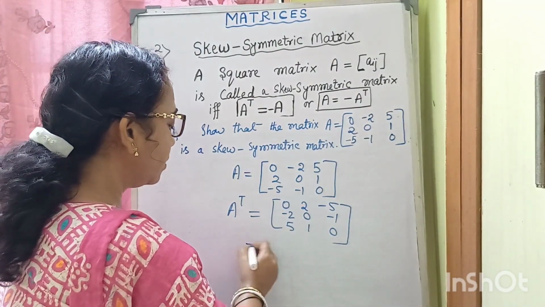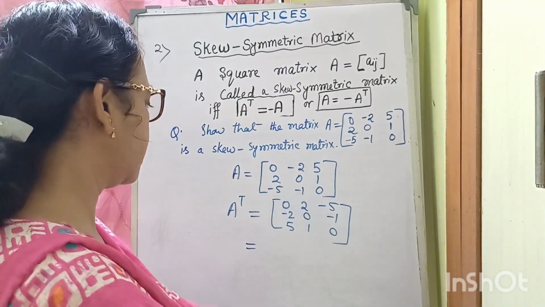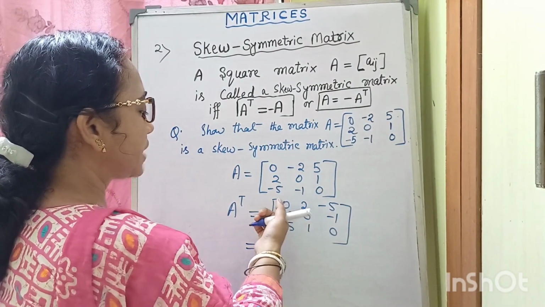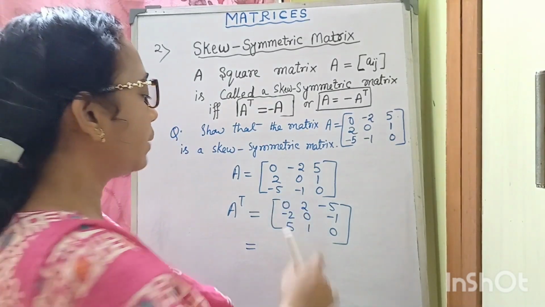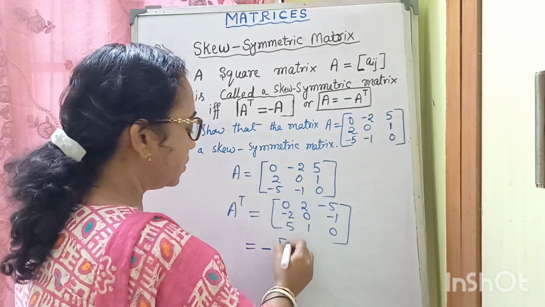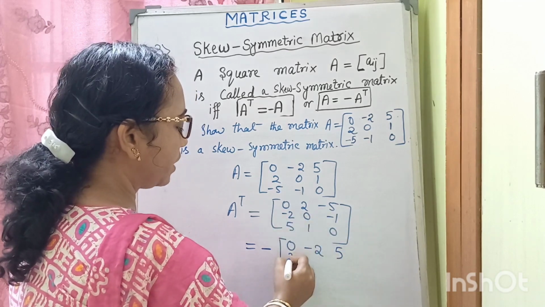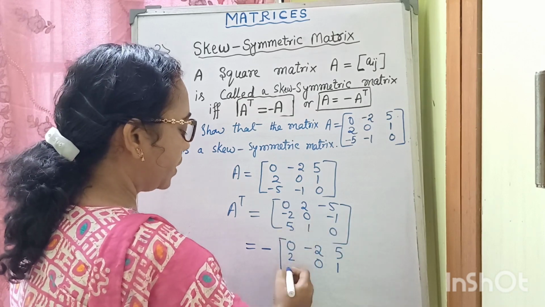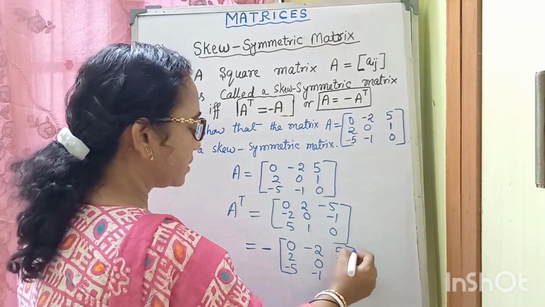So what we can do here is take minus common from each element of this A transpose matrix. 0 is present here, so if you take minus common, it will not affect the sign of 0. But in case of 2, if you take minus common, then one minus sign will come here. So let us take minus common. So that becomes 0, minus 2. This minus becomes plus 5. This minus 2 becomes plus 2. 0 remains same. This minus becomes plus 1. This 5 becomes minus 5. 1 becomes minus 1. And this 0 remains same.